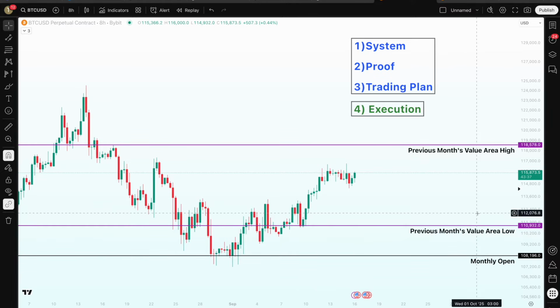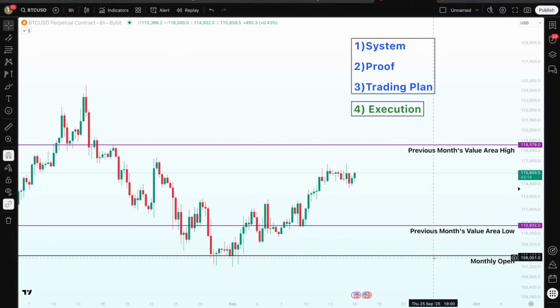So currently we have three levels, as you can see on the chart, and these are the only things that matter to me at the moment, right? The previous month's value area high, the previous month's value area low, and the monthly open. Now these two levels are derived from the August value area. The value area means the 70% of the range. So these levels are the high and the low of the 70% of the volume of August.